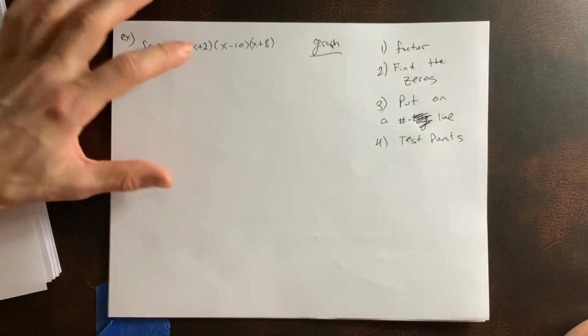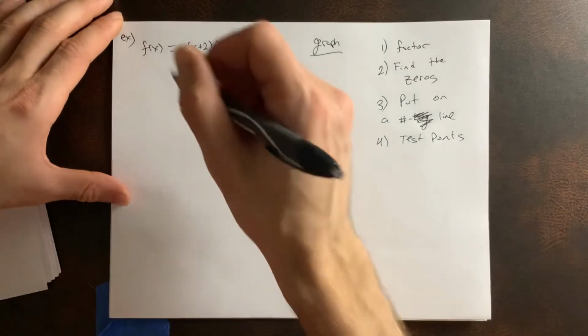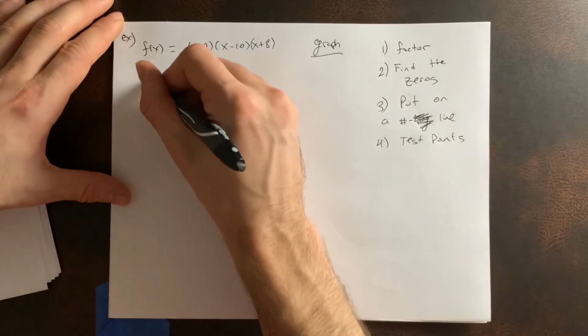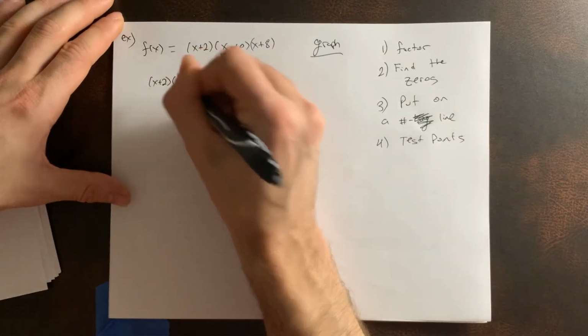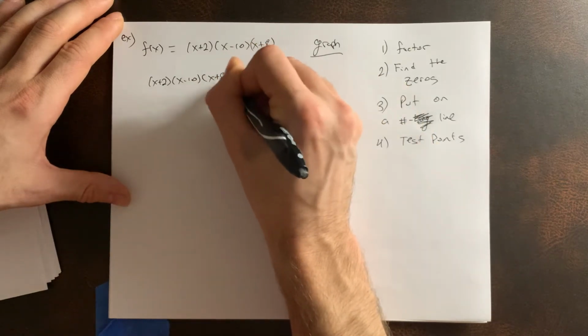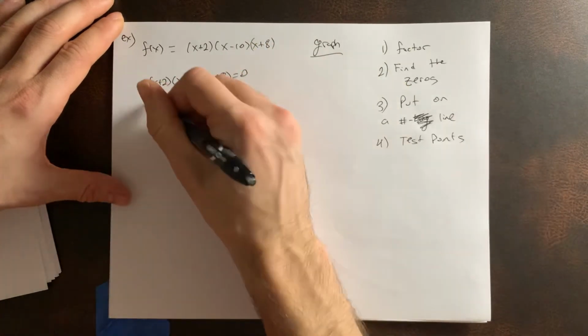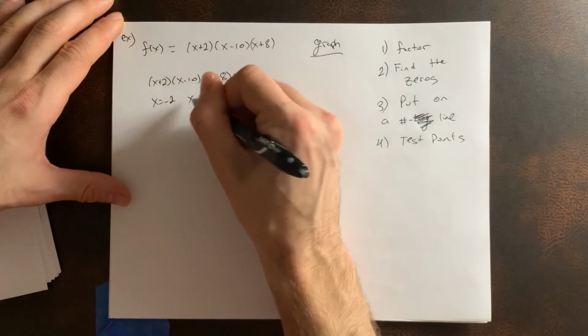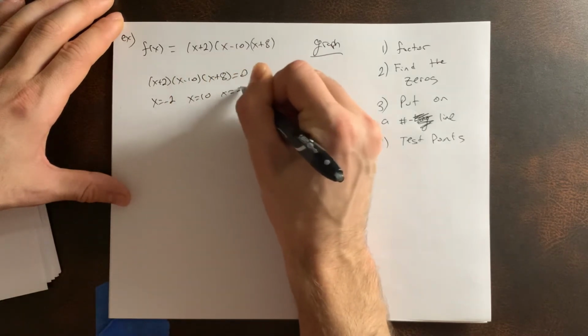So first step's already done. This thing's already factored for us. So the next thing to do is find the zeros. So let's set the equation equal to 0. Okay, solving this just means x is going to be minus 2, x is going to be 10, x is going to be minus 8.